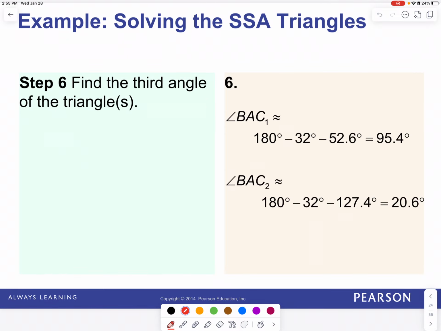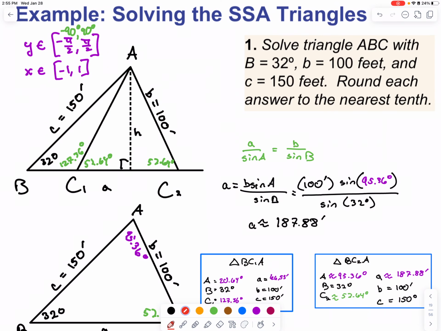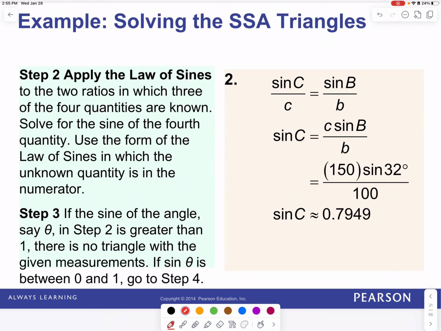Let me backtrack real quick. I just want to see something. Okay. So apply the law of sines to 2 ratios in which 3 of the 4 quantities are known. Solve for the sine. Use the form of the law of sines which has the unknown in the numerator. If the sine of angle theta in step 2 is greater than 1, there is no triangle with the given measure. If the sine of theta is between 0 and 1, then we proceed, right? So I'm trying to see if I can find an explanation, but what they're using is step 3. If the sine of angle theta is larger than 1, then there's no triangle possible. If the sine of theta is between 0 and 1, then they went to step 4.